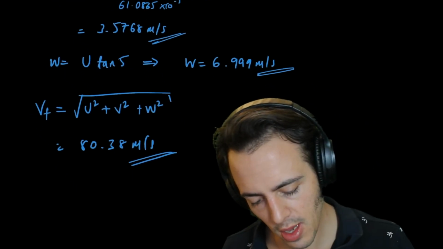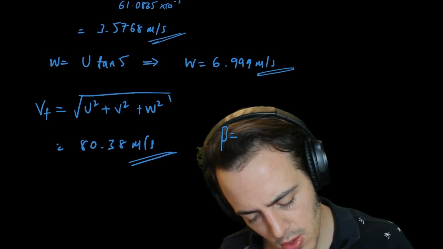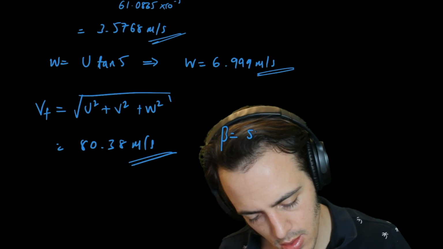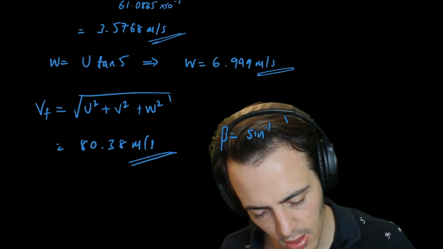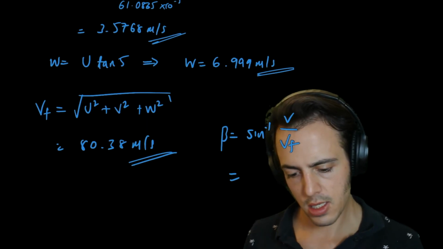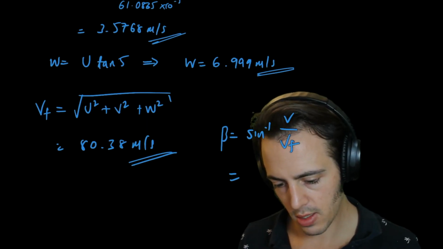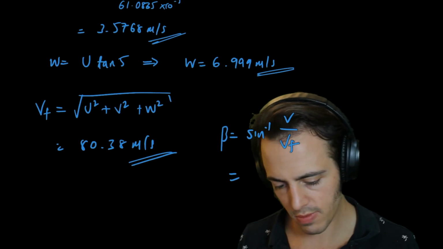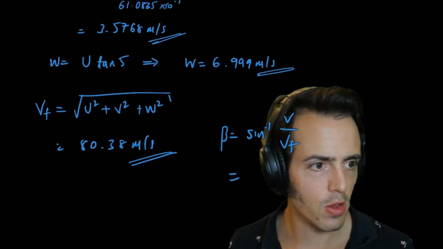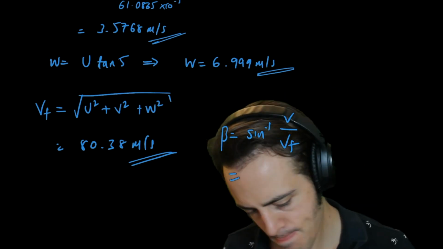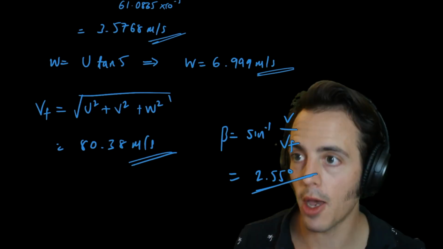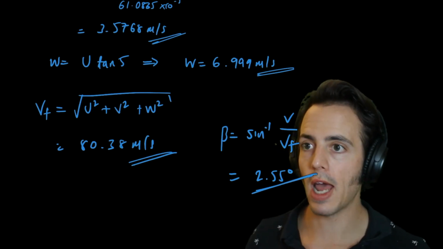And then we'll say that beta is equal to the arcsine of v on Vf. So that is 3.5768 divided by what we just worked out, which is 2.55 degrees. Bingo. Okay, so we've just gone the other way now.